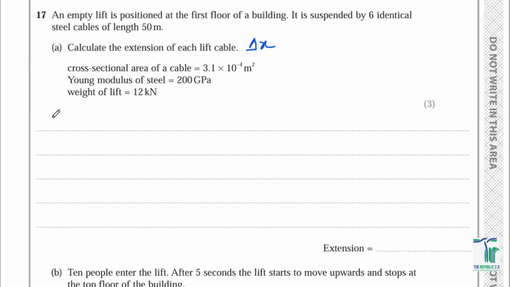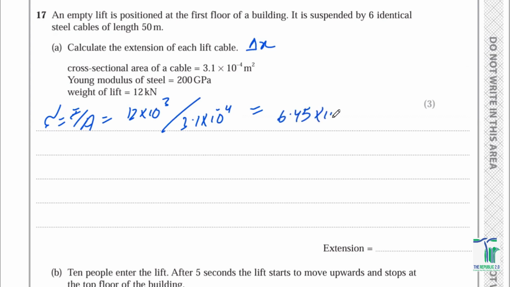So first of all, I'm going to calculate the stress, which is F upon A. I've got the force, which is the load, the weight, and that's 12 times 10 raised to the power of 3, divided by the cross-sectional area, which is 3.1 times 10 raised to the power of -4. I'm just going to divide them and I would have 6.45 times 10 raised to the power of 6. That is how you get the stress. Now, I'm going to talk about the Young's modulus. The Young's modulus is the stress upon strain.